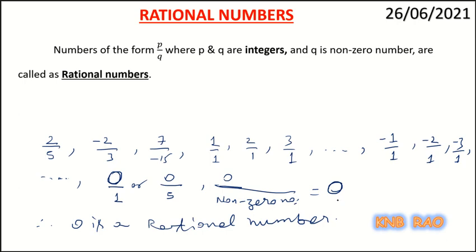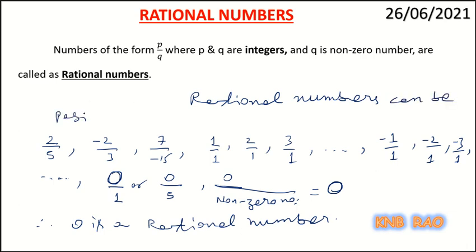Remember children, these rational numbers can be positive, can be negative, or 0 also. It can be 0 also. As fractions are only positive, rationals can be positive, negative, and even 0.